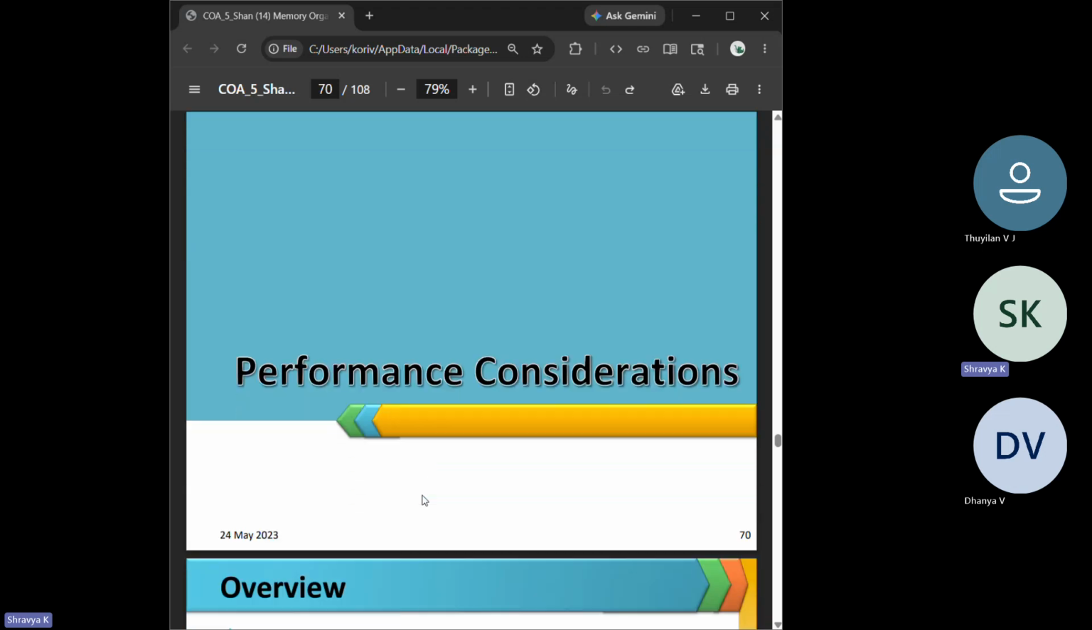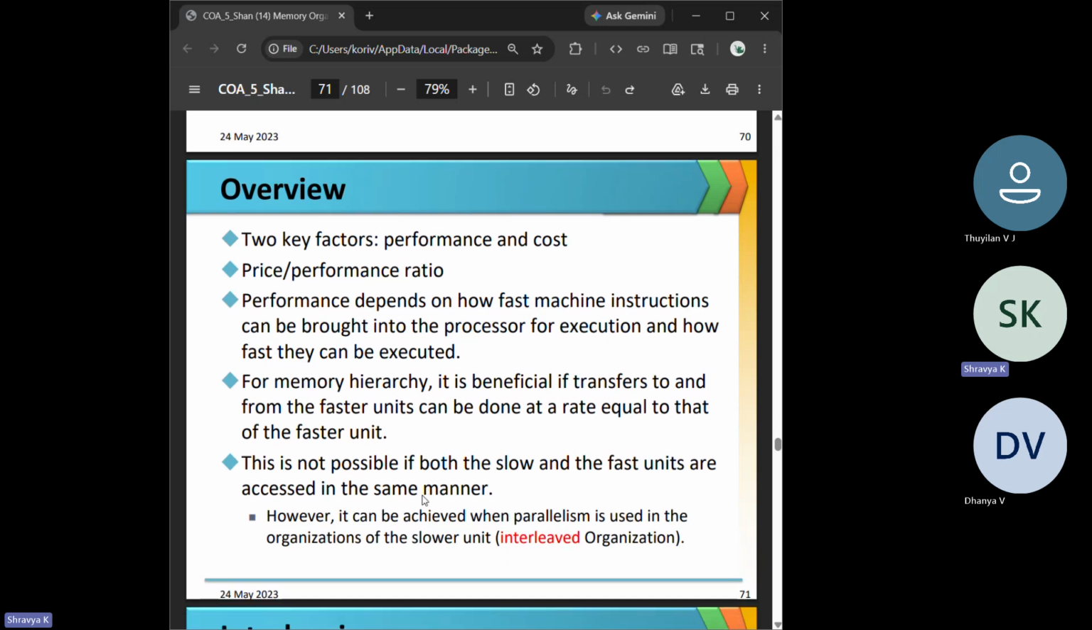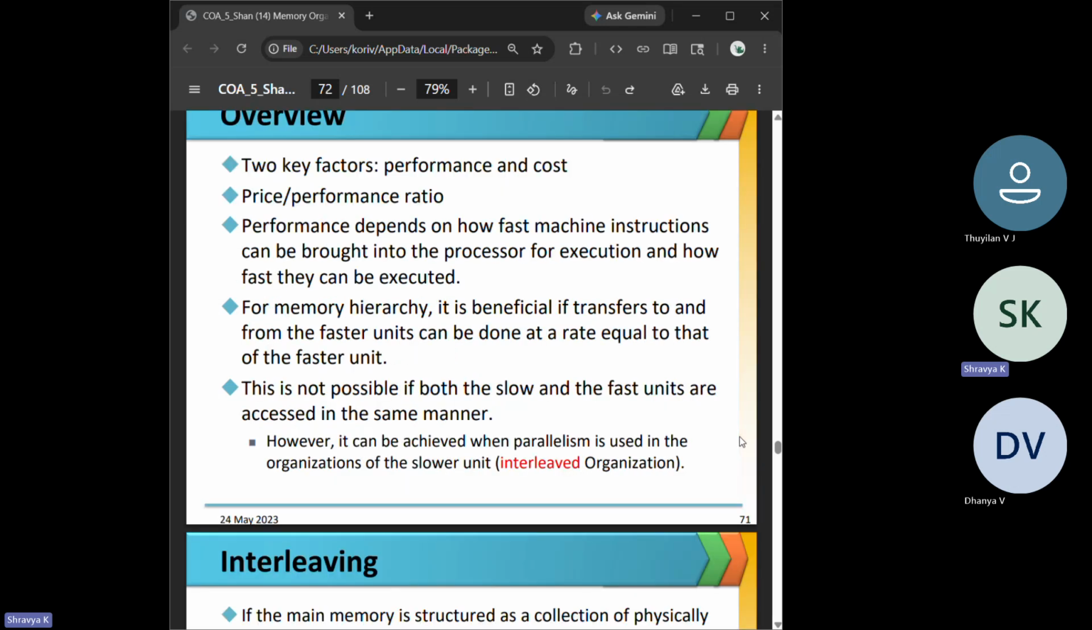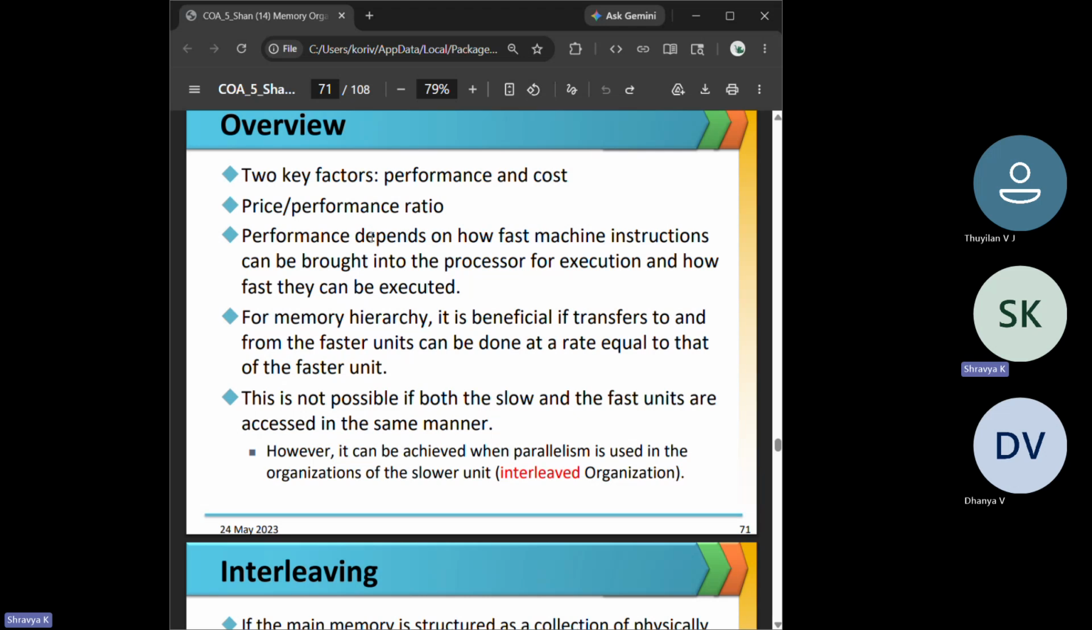Here are some performance considerations that we need to take into account, right? There are two factors, performance and cost. This ratio of price per performance is something that we will need to look into. We want the price to be lower and the performance to be higher, right? So we want to minimize this ratio. The performance depends on how fast the machine instructions can be brought to the processor for execution and how fast they can be executed, right?